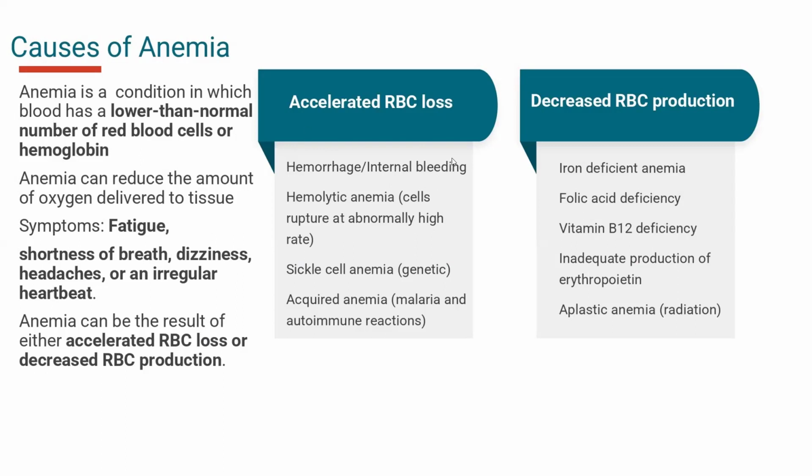Hemorrhage, and this hemorrhage could be from the skin, could be in females who have heavy menses, for example, or internal bleeding, like GI bleeding. Any other bleeding, or hemolytic anemia, where cells rupture at an abnormally high rate. So there is hemolysis, and there are different types of hemolysis within the blood, intrinsic and extrinsic causes. Sickle cell anemia is a genetic disorder with abnormal shape of red blood cells.